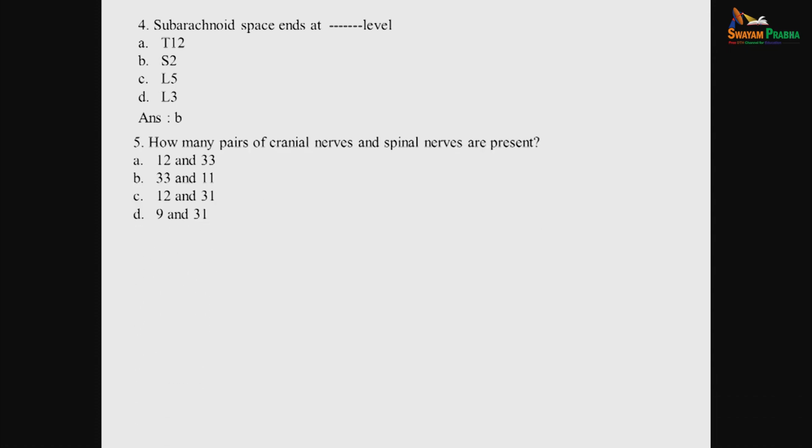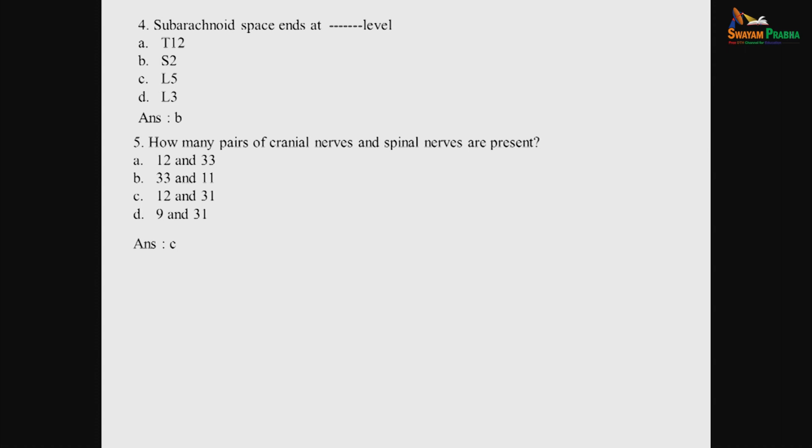How many pairs of cranial nerves and spinal nerves are present? Earlier I had mentioned the spinal nerves and spinal segments, and how many pairs of spinal nerves are present. So, the answer for this question is 12 pairs of cranial nerves and 31 pairs of spinal nerves. We studied in detail that there are 8 pairs of cervical, 12 pairs of thoracic nerves, 5 pairs of lumbar nerves, 5 pairs of sacral nerves and 1 pair of coccygeal nerves.